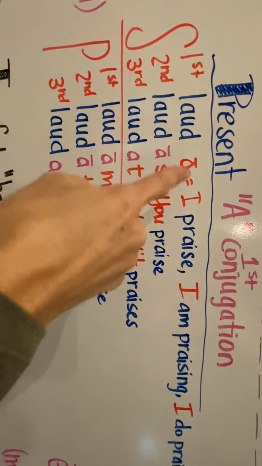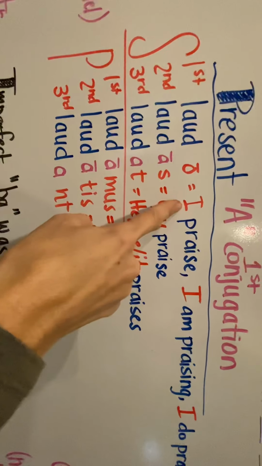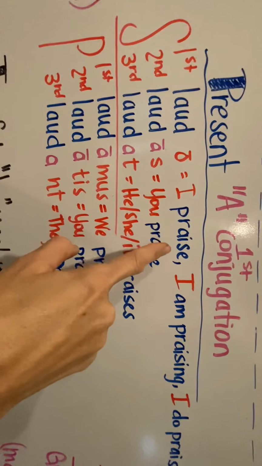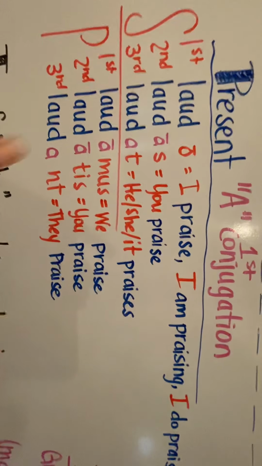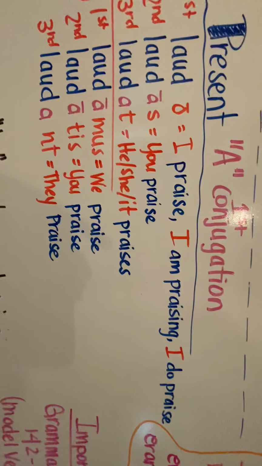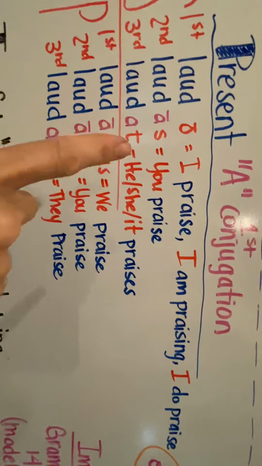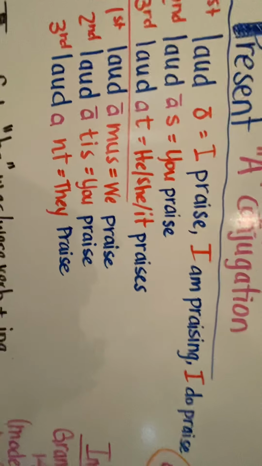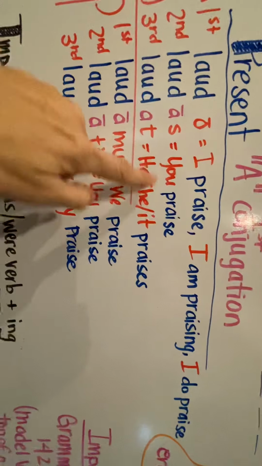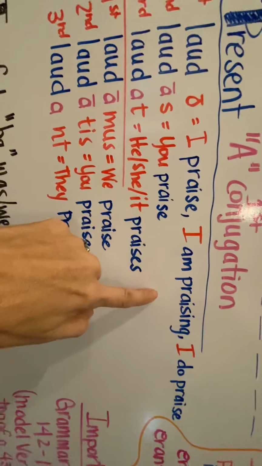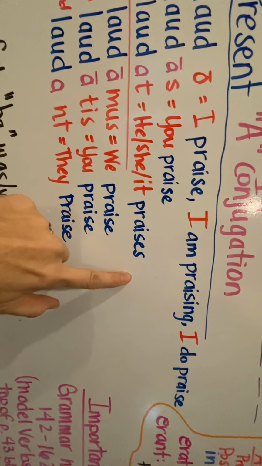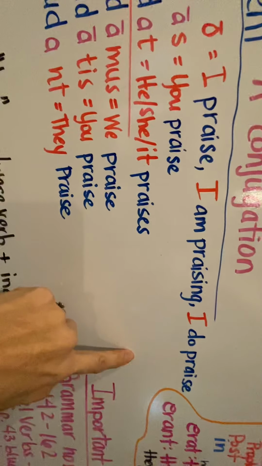So you can see the O ending translates to the I because that's our personal sign and that's what it means, right? And it means then I praise. And we want to remember there's 3 ways to translate in the present tense. I praise, I am praising, I do praise. So then when you're asked to write this out fully with 3 translations, that's how you're going to do that. You'll put you praise, you are praising, you do praise, he, she, it praises, he is praising, he does praise.